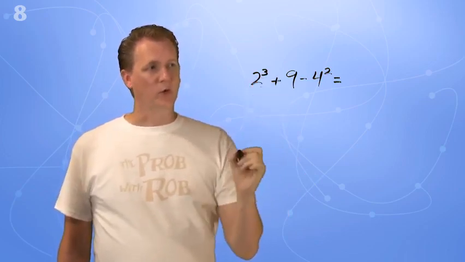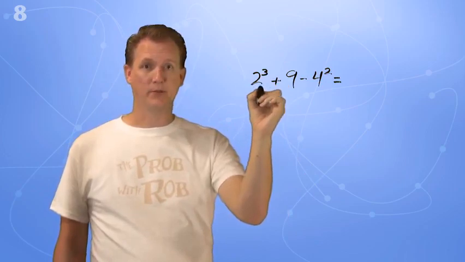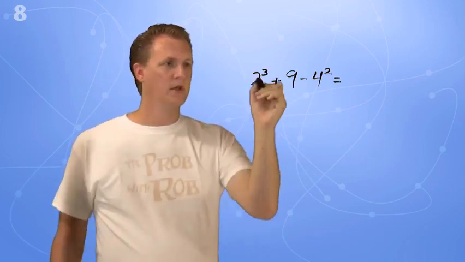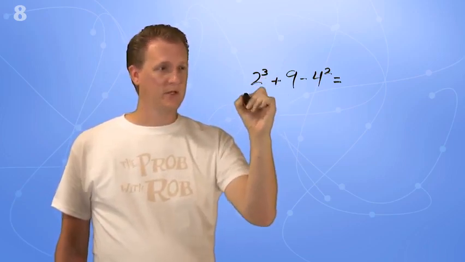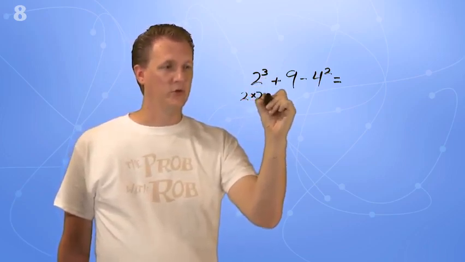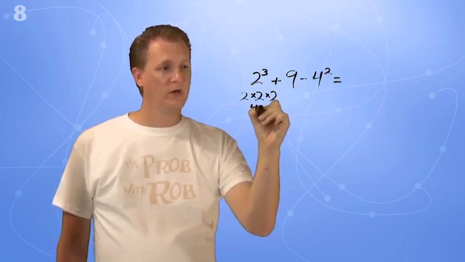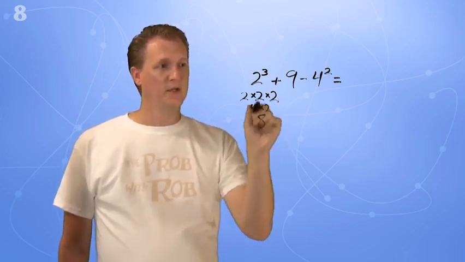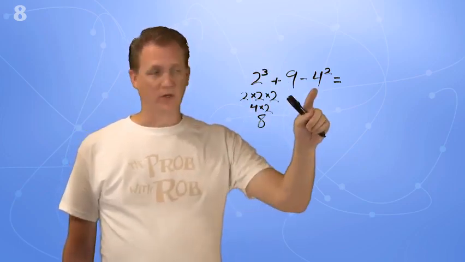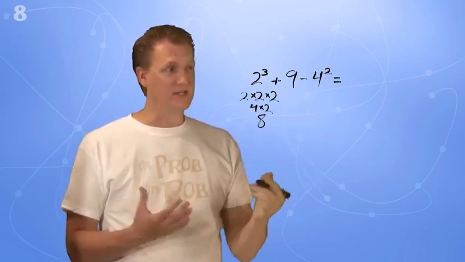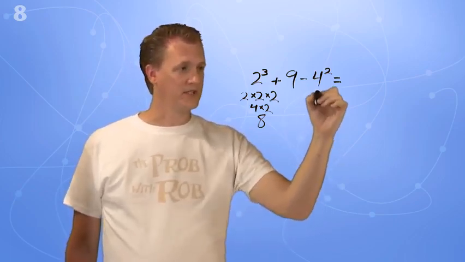The way exponents work is that this little number here tells us how many times we multiply the big number together by. So this means we multiply 2 together 3 times. So that's 2 times 2 times 2. So 2 times 2 is 4, 4 times 2 is 8. So 2 to the power of 3 is 8. Now we do this exponent, 4 squared. That's a bit easier. That's just 4 multiplied together twice. 4 times 4 is 16.